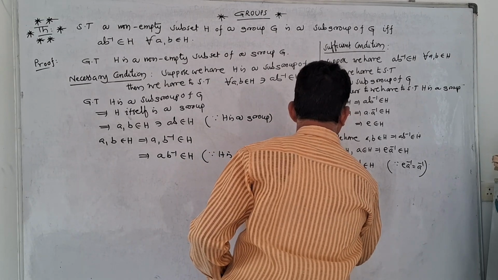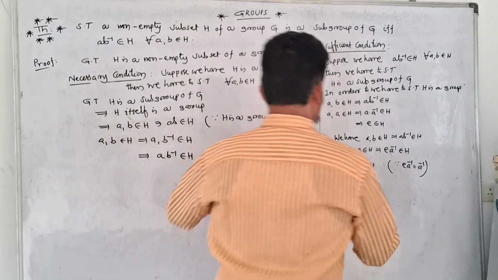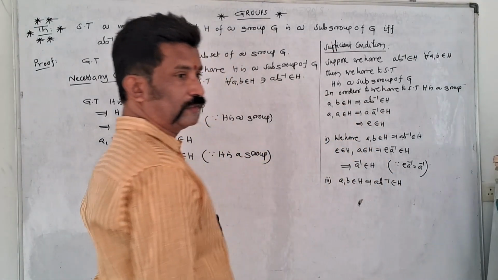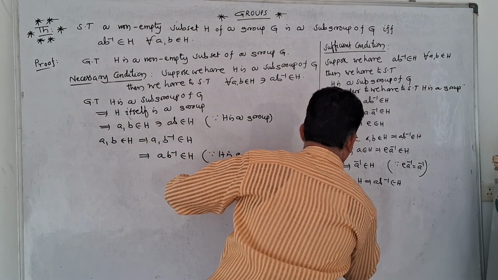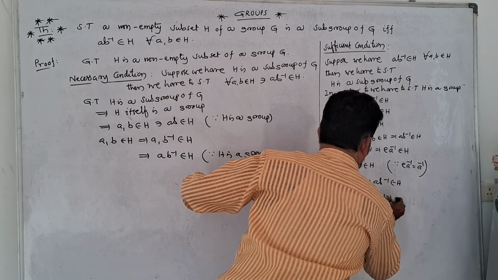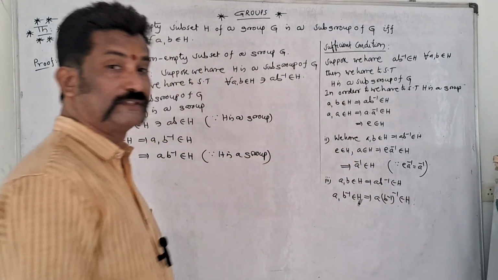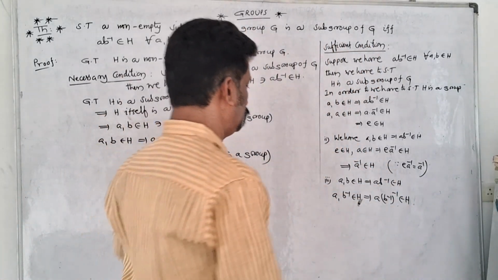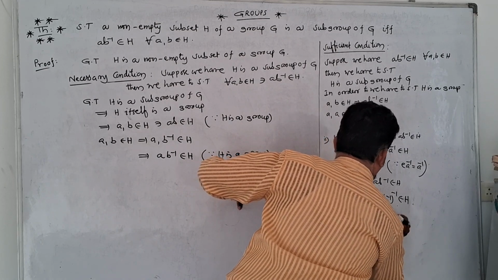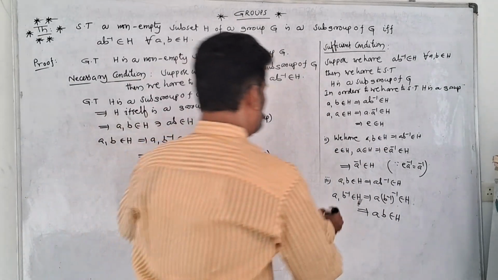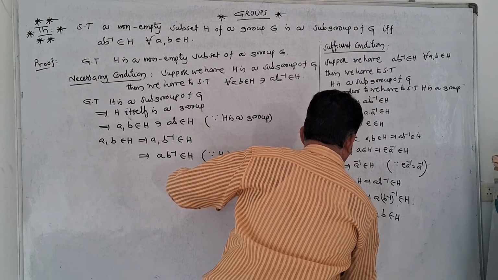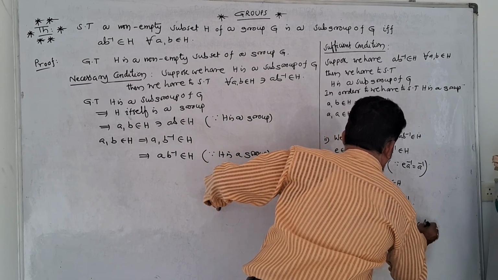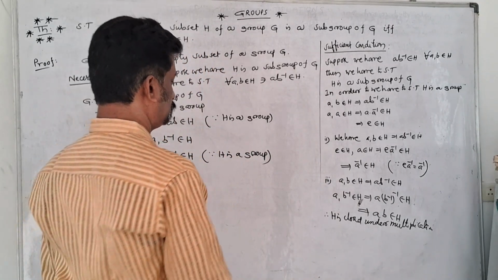Now the third one is the closure property. Look at this: a, b belongs to H, which implies a b inverse belongs to H. Now a, b inverse belongs to H, which implies a into b inverse whole inverse belongs to H. What is the closure property? a, b belongs to H implies a b belongs to H. Now this implies a into b belongs to H. Therefore, H is closed under multiplication.